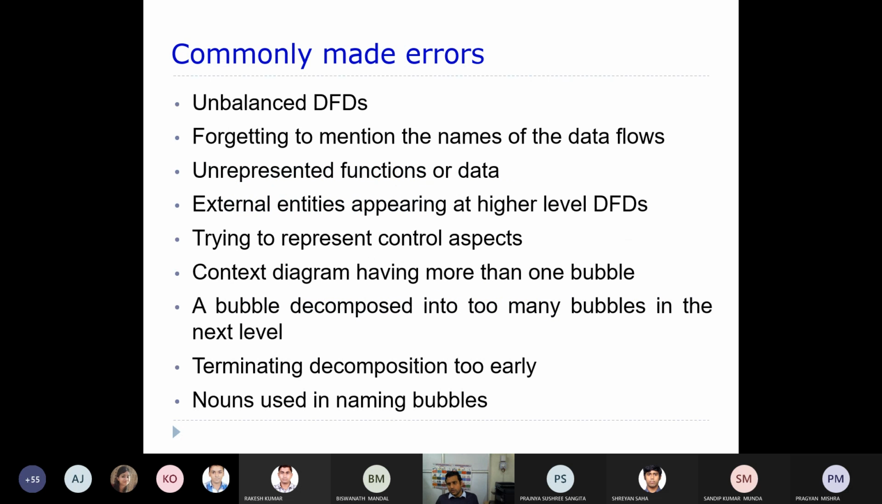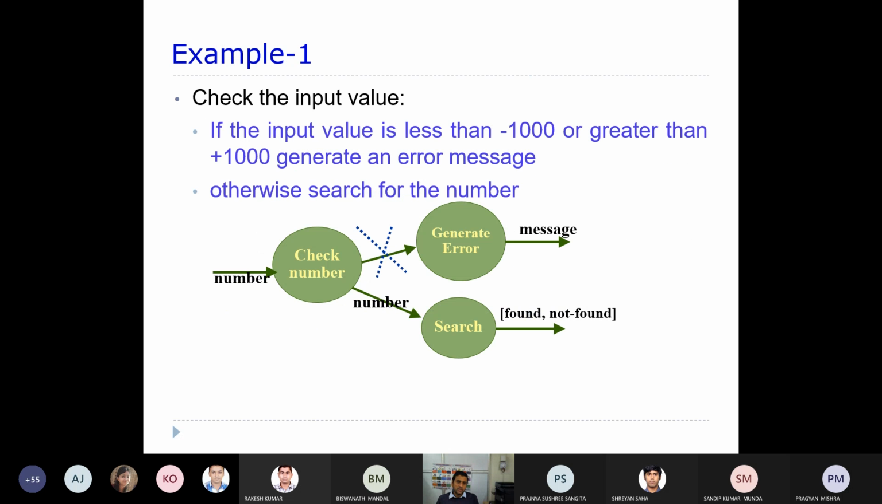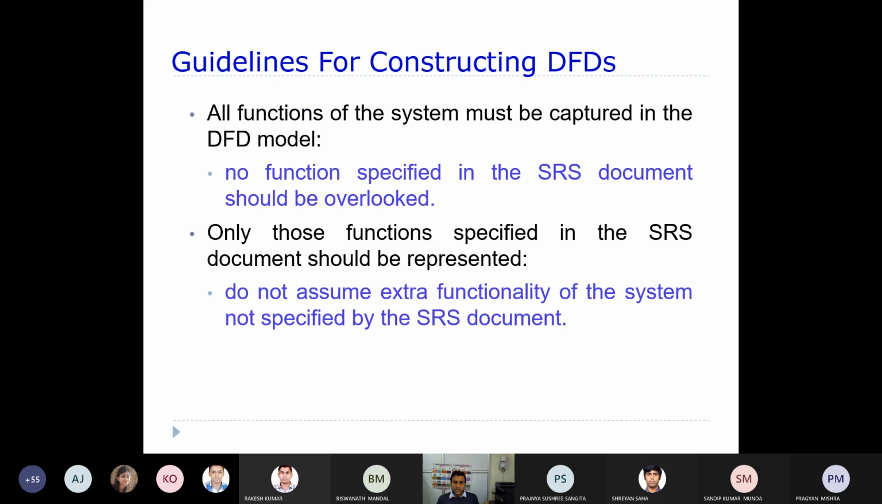Commonly these are the errors that we make mostly. We do not balance the DFDs. We forget to mention the names of the data flows, like in the previous diagram I have shown you, where the data is not given. After check number, one branch gives you the number, and the other branch is another data flow, but there is no data. We shouldn't have it like this.